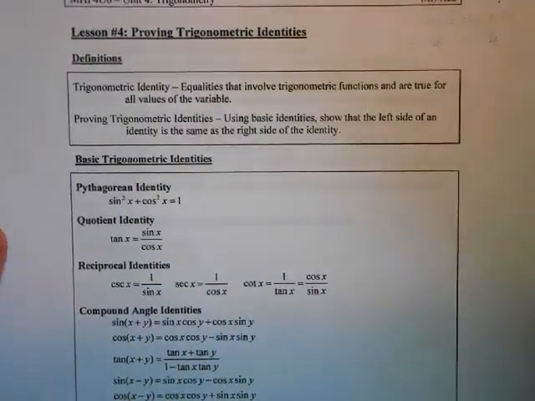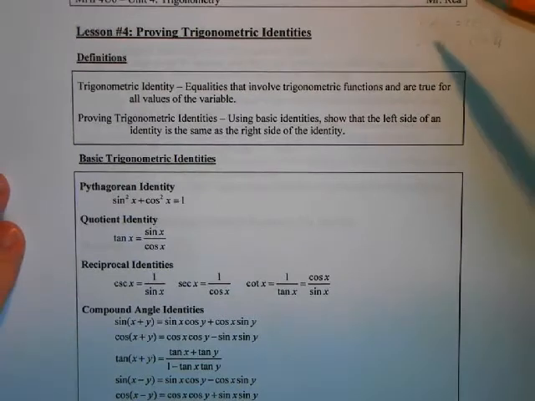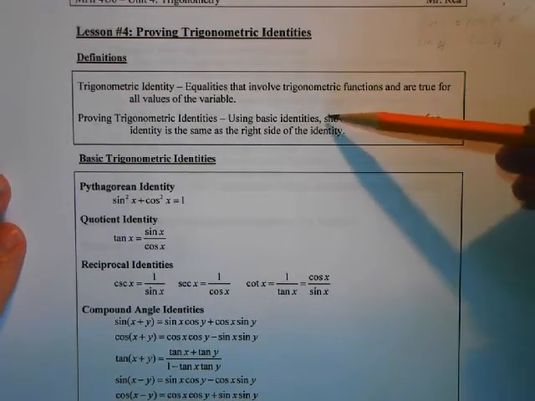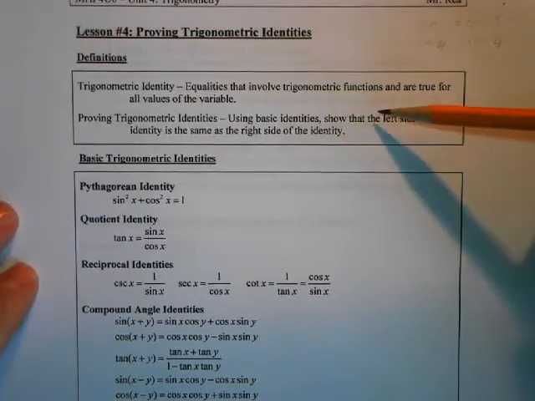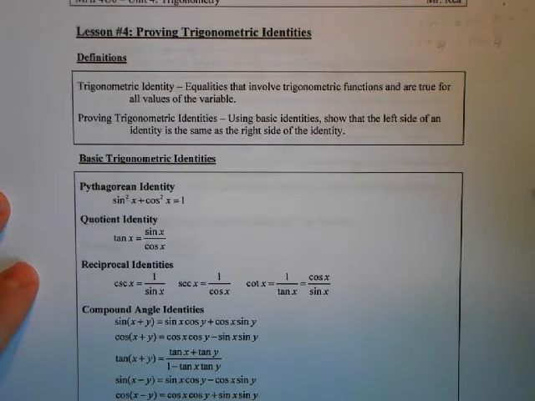So how do we go about proving a trig identity? Well, we have a bunch of basic identities, basic rules that we know are true. We look at the left side of the identity and the right side separately, and then we manipulate them using existing identities that we know are true, and hopefully turn the left side into the right side, or the right side into the left side. We'll see how that works.